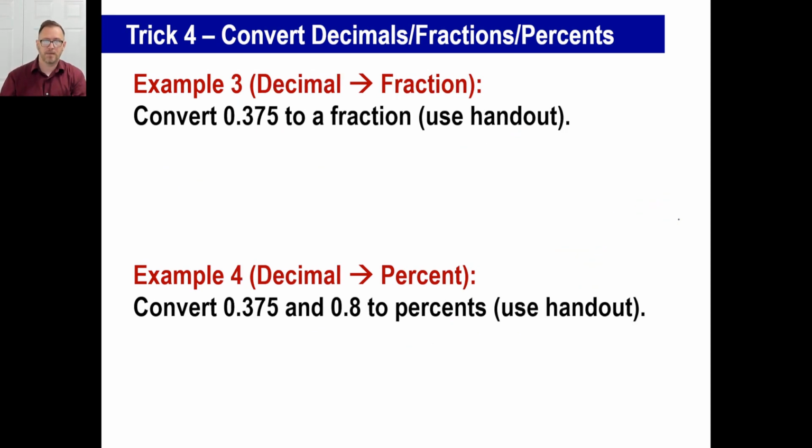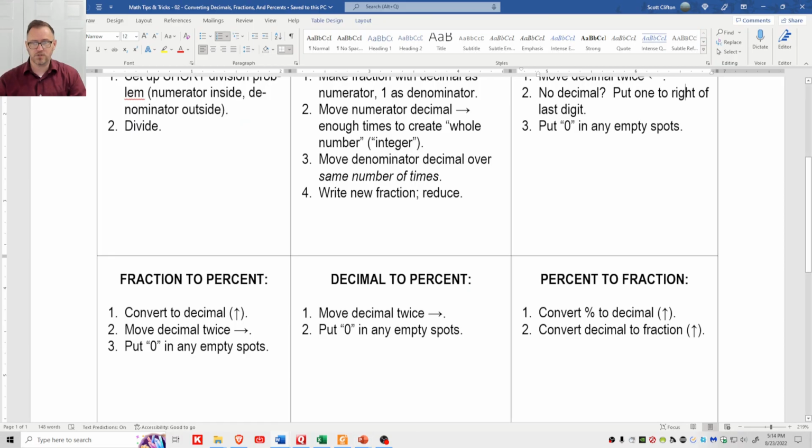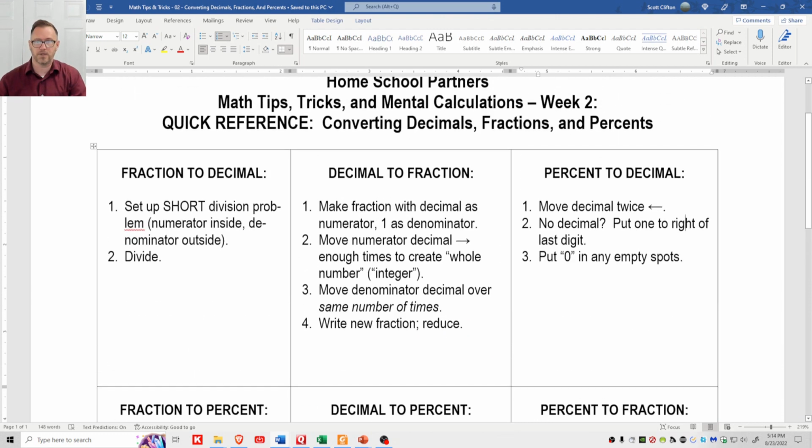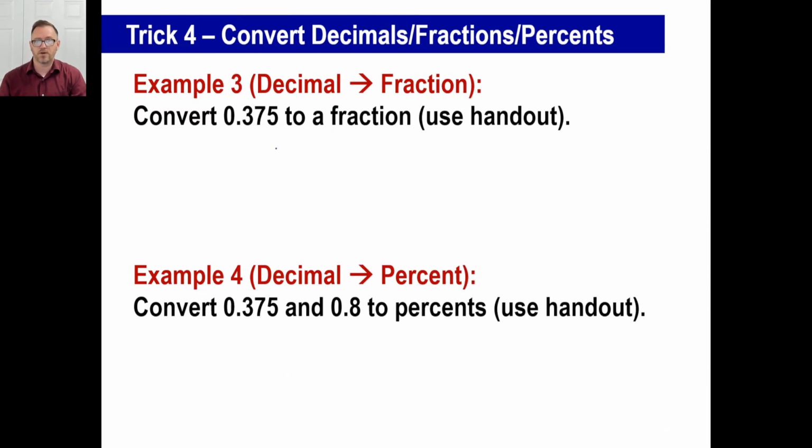Okay, let's try another one. A decimal to a fraction. Now this is a killer one. Look at your instructions here. Decimal to a fraction. Make a fraction with the decimal as a numerator and 1 as the denominator. So every number on earth, even a decimal, is a fraction because you can just put it over 1, right? Anything in the world is a fraction.